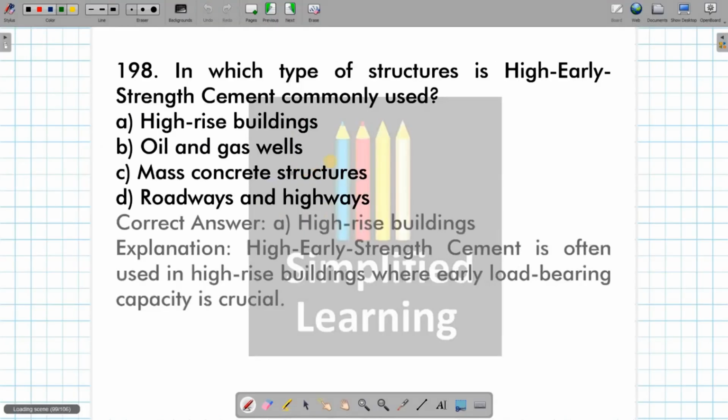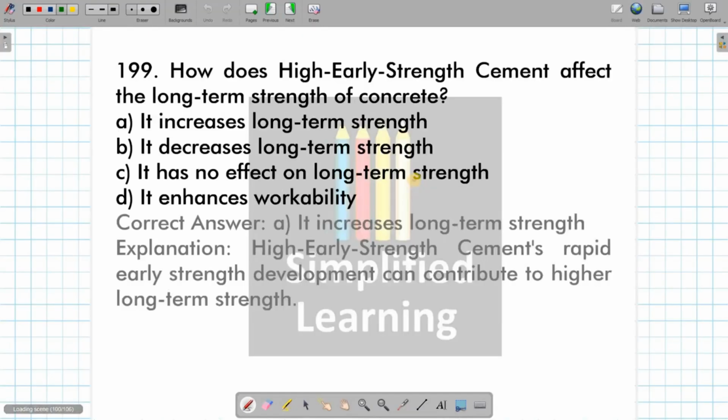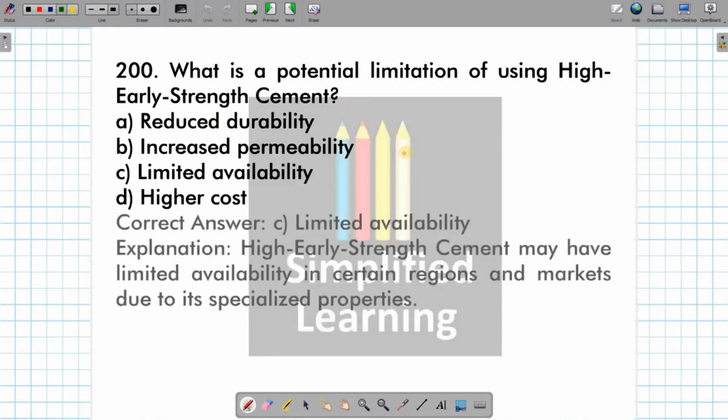Answer is B. And in which type of structure is high early strength cement commonly used? In high rise buildings, we are going to use high early strength cement. And how does high early strength cement affect the long-term strength of concrete? It increases the long-term strength. And what is the potential limitation of using high early strength cement? It is available in a limited portion. That's why this is the only potential limitation.